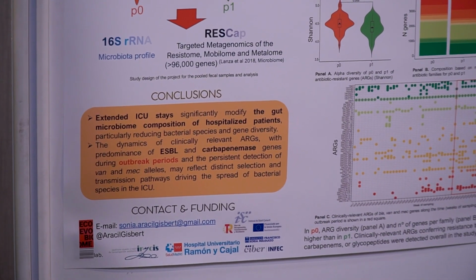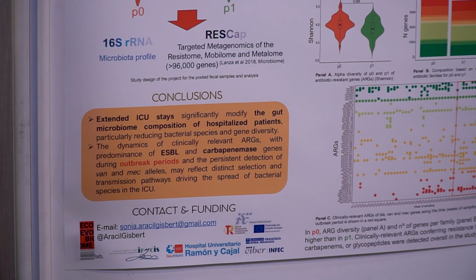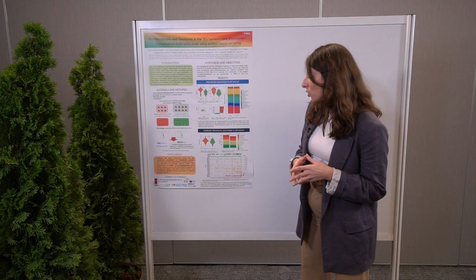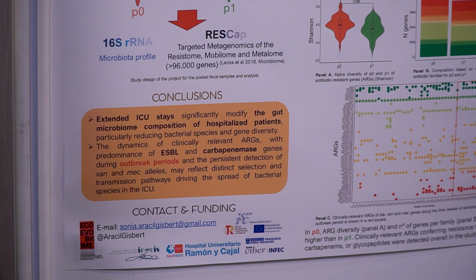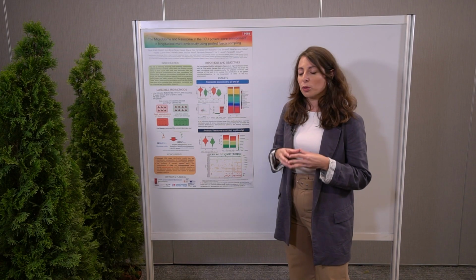Here, in conclusion, during this work, we can see that extended ICU stays significantly modify the gut microbiome composition of hospitalized patients, particularly reducing the bacterial diversity and the gene content. Also, the dynamics of clinically relevant antibiotic-resistant genes, mainly ESBLs and carbapenemases, are predominant during the outbreak periods.